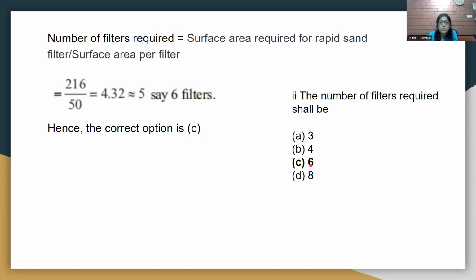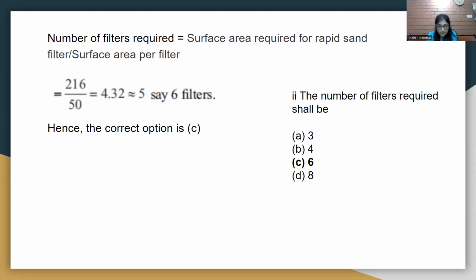Again, since we have the total area required for the rapid sand filter, and we have the area of one filter, total area divided by the area of one filter is going to give us the number of filters that is required, which will be 5 in this case. But again, since in the option we don't have 5, we are going to opt for the option with the value 6, which is option C. That means we will consider the higher side.